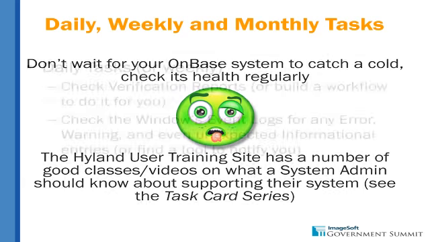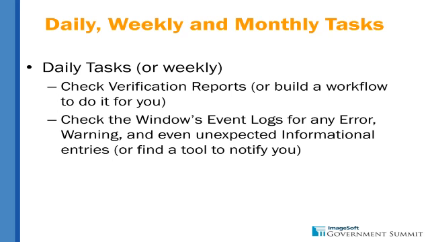So, verification reports. For those of you who are familiar with OnBase, you know that as things come in, OnBase generates reports about what it liked, if it didn't like anything, if things appeared to be missing. These are called verification reports. Every batch job that OnBase runs results in a verification report. You should check those reports for errors or warnings. You could build a workflow to check those for you and notify you if it found a problem.